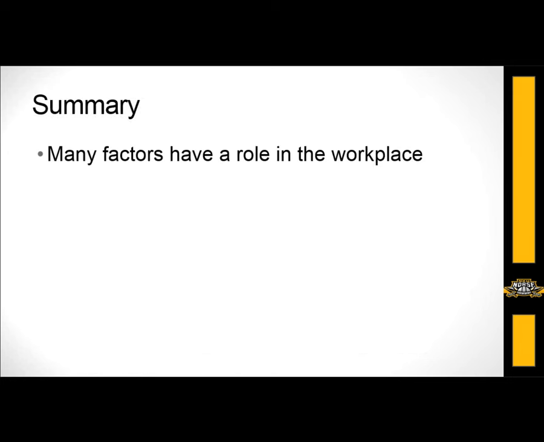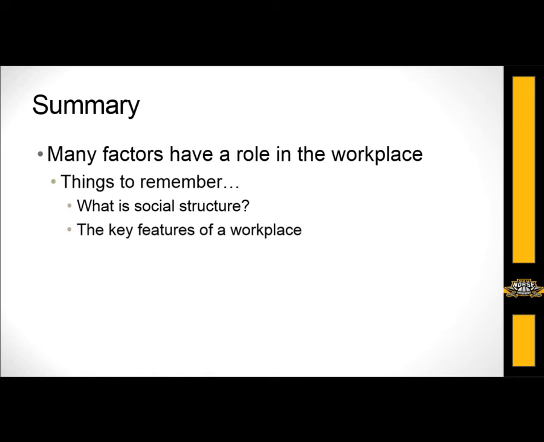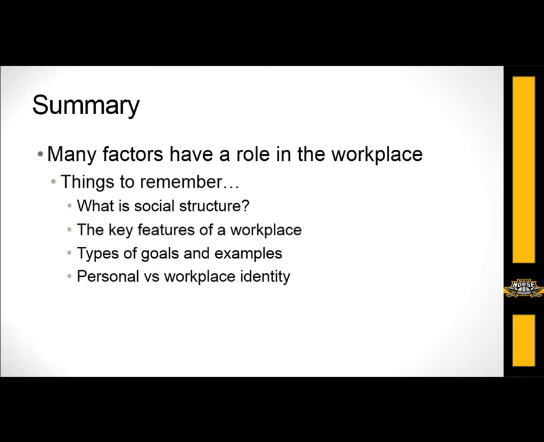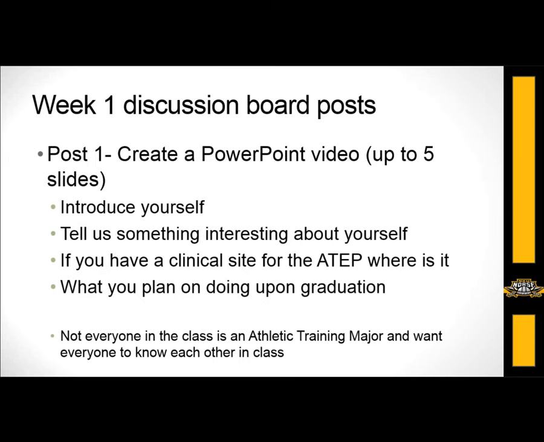So, in summary, we saw some of those factors in the workplace. Big things to remember though. What is social structure? These are things that, when I put them on the summary, you may see come test time. What are the key features of a workplace? What are some of the types of goals, and what are some examples of these goals? What's the difference between personal and workplace identity? And what is it called when you can switch from one identity to the other? What are the 3 levels of the workplace culture? Those are the big things to really think about.